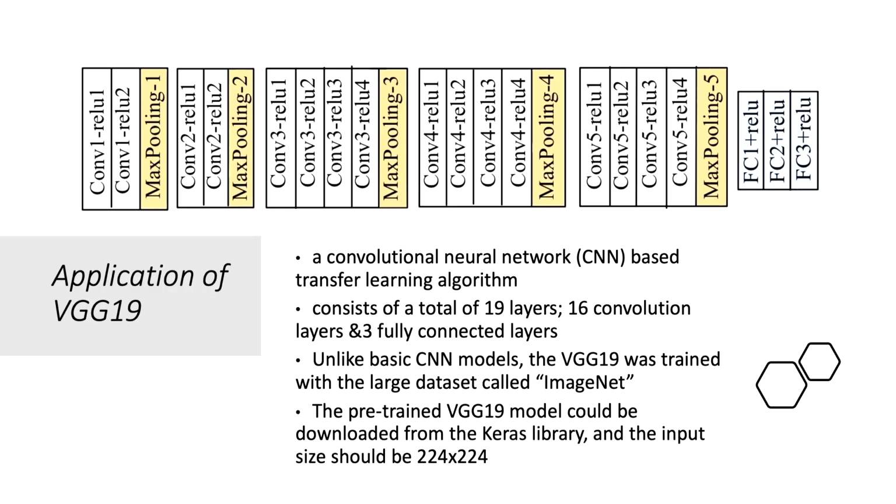VGG19 is a convolutional neural network-based transfer learning algorithm. It consists of a total of 19 layers, 16 convolutional layers, and 3 fully connected layers. Unlike the basic CNN models, the VGG19 was trained with a large dataset called ImageNet, and then the trained layers got frozen to save the weights from pre-training. The pre-trained VGG19 model could be downloaded from the Keras library, and the input size should be 224 by 224.